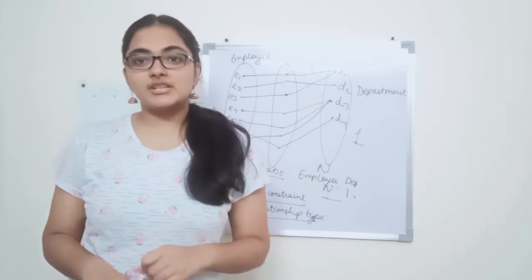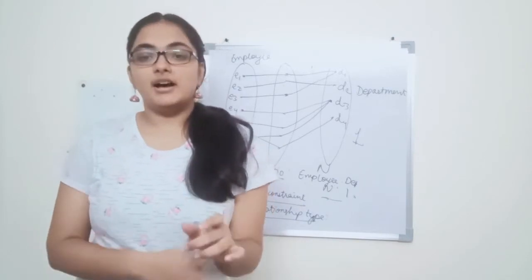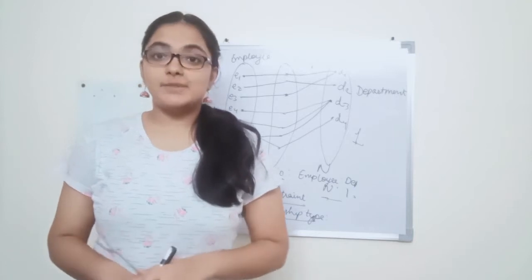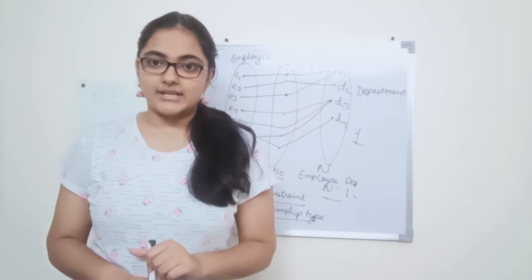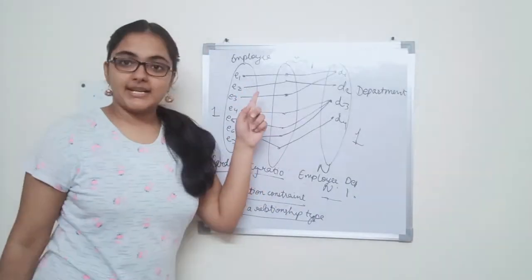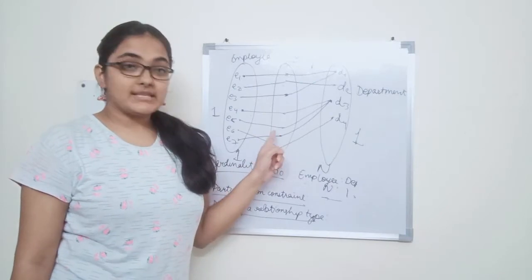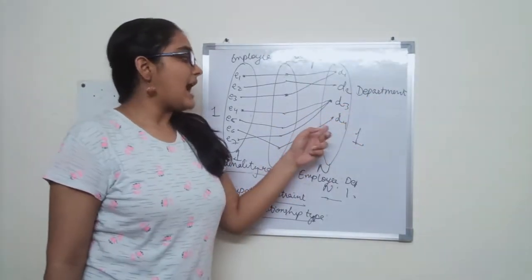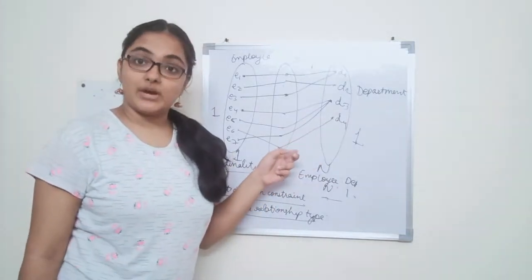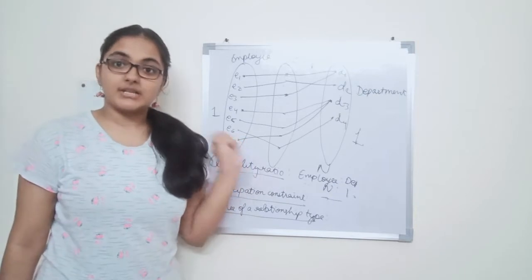So participation constraint is also called the minimum cardinality constraint. And what was that? It was the minimum number of relationship instances in which an entity can participate. So the employee entity can participate in maximum one relationship instance. Similarly, the department entity can also participate in at least one relationship instance. So that is called the participation constraint.